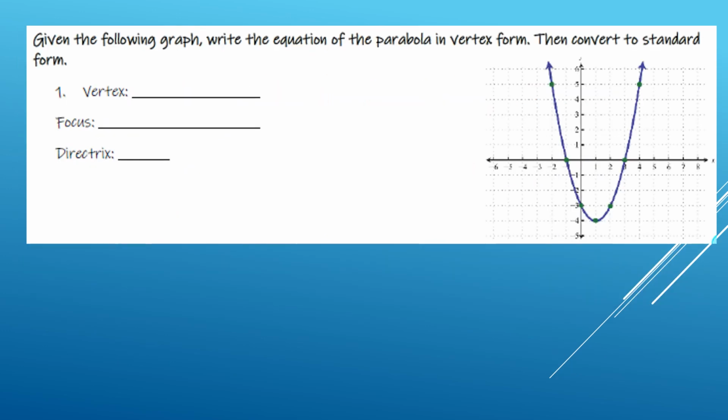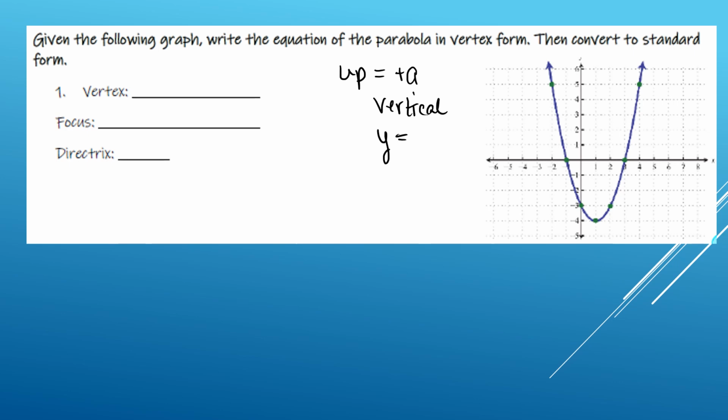Our first one, I love when they give me a graph. It makes life so much easier. Oh my goodness, it's fabulous. So I first look at the graph that I'm given, and it is opening up. So that tells me that my a value has to be positive. That also tells me that it needs to be a vertical equation, so it has to be y equals.